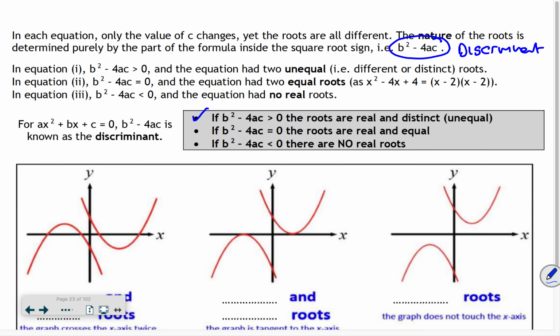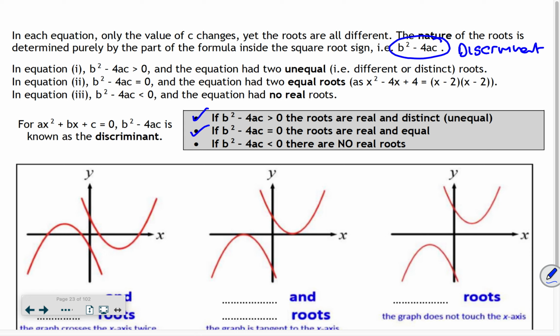If the discriminant is equal to 0, then we say the roots are still real because 0 is a real number, but they're also equal. And that's what we had in that second diagram when we had x is 2 and x is 2. So if the value of the discriminant is equal to 0, then we say that the roots are real and equal.